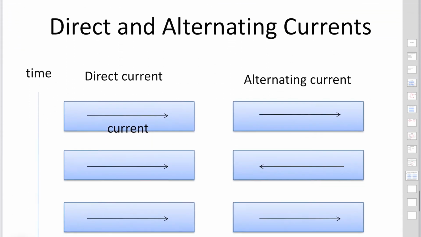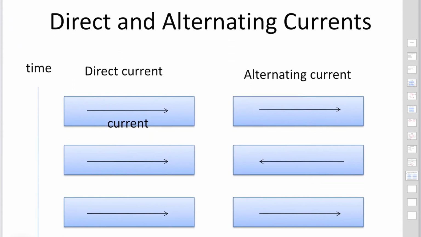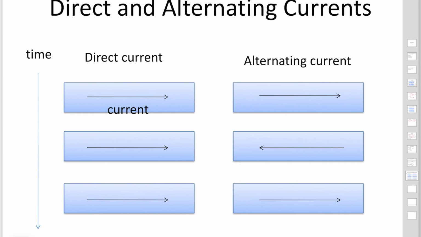We have two types of current, direct and alternating current. In the case of direct current, the direction of the current doesn't change. In alternating current, the direction of the current changes with time. Okay, so I explained the current in this section. This is the end of this session.